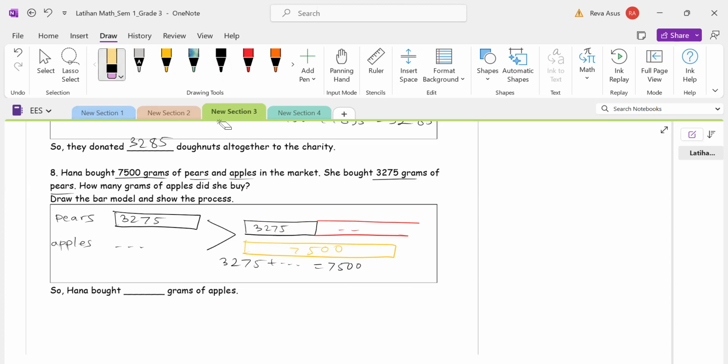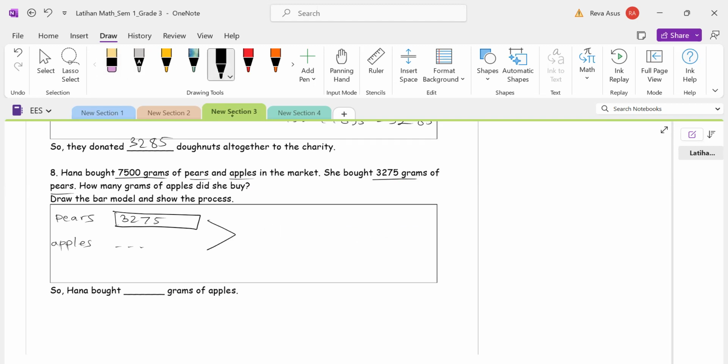We can write it like this: 7,500 minus 3,275. Minus them. 0 minus 5 cannot. So let's see the tens. The tens cannot be broken either. And then let's see the hundreds. The hundreds has 5. Let's break this. It became 4. The tens became 10.